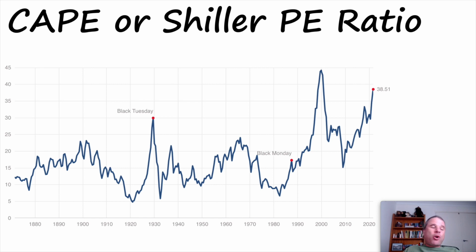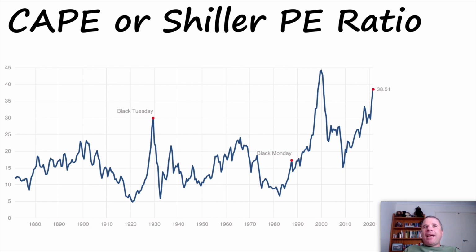So the Shiller P ratio, or the CAPE, is just the price divided by an average of 10 years of earnings, adjusted for inflation. And you can see this goes back to 1870, and you can compare where we are right now to historical levels. On Black Tuesday in 1929, the CAPE or Shiller ratio was 30. During the tech bubble, the CAPE ratio got to 45, and right now, on the 2nd of September, the Shiller PE ratio is at 38.5.